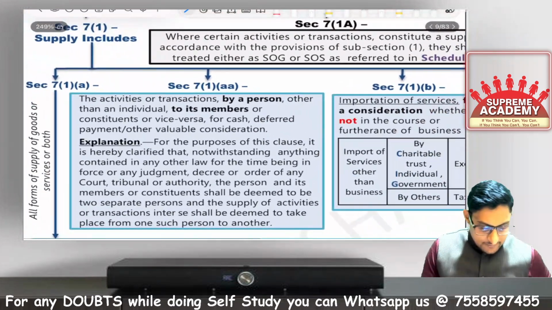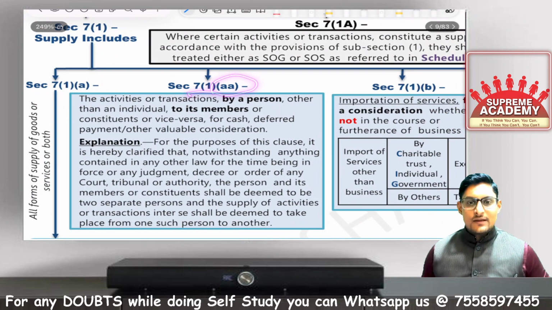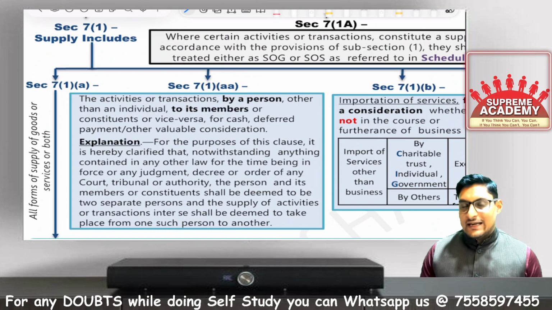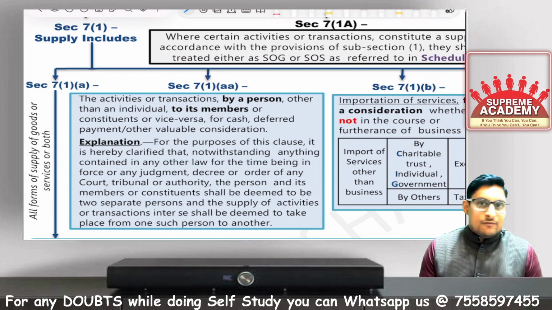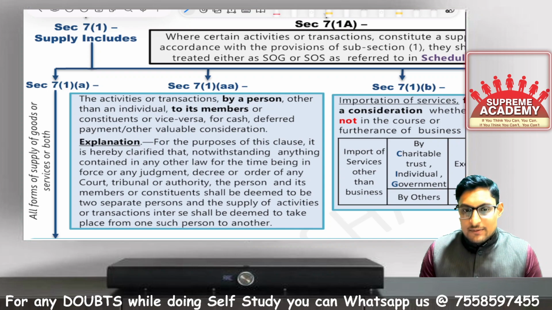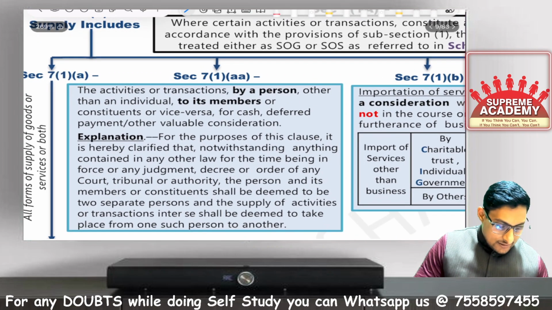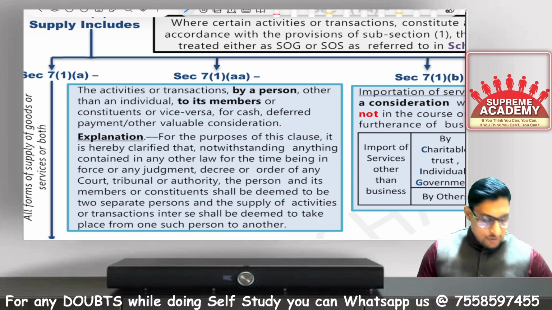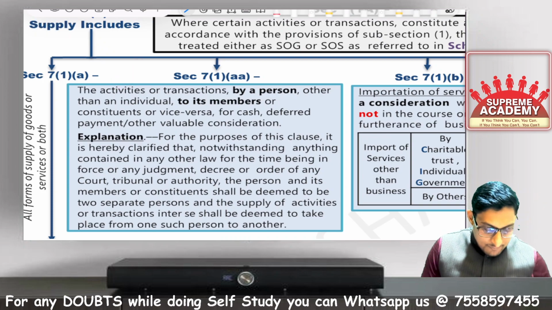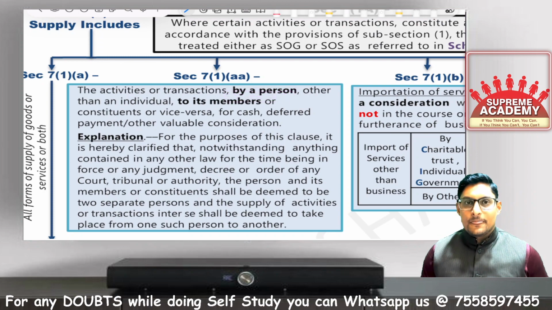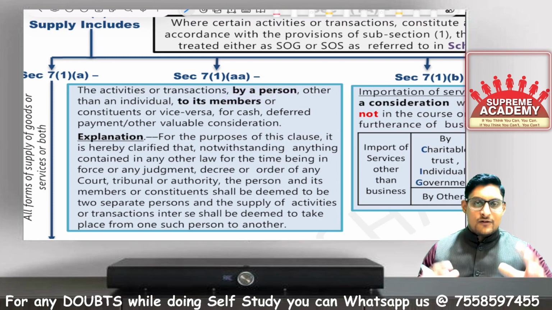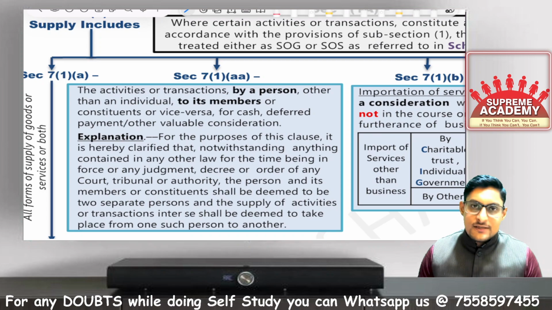Only one subsection remaining, 71AA. 71A done, 71B done, 71C done. One is remaining, 71AA. What does it tell? When we are deciding the meaning of supply on any activities or transactions by a person other than an individual. See, the person definition we have covered in the definition video itself.